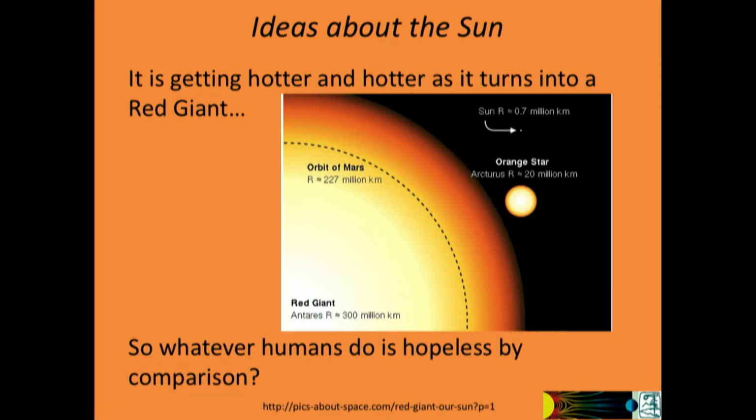Well, a few billion years is a long time. And we humans have only been around for a tiny fraction of that time. So what we do before the sun turns into a red giant, it matters. It matters to humans because we have a long time to go as humans before that happens.